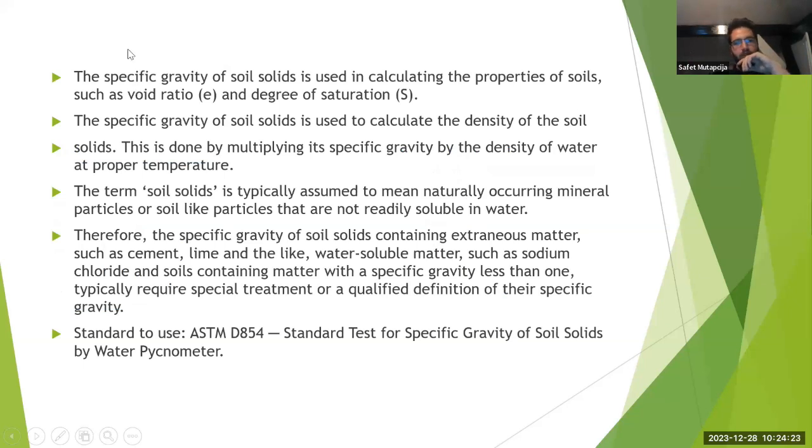So the specific gravity of the soil solid is used in calculation of properties of the soil, such as void ratio and the degree of saturation. Those two are really important when it comes to settlement, and of course, the oedometer test. We're going to speak a lot more about oedometer tests. I did my master's thesis on oedometer tests. I used to dream about void ratio. If you're going to do an oedometer test, if you're going to calculate settlements, please do the specific gravity test in your laboratory. You cannot enter the calculations without it.